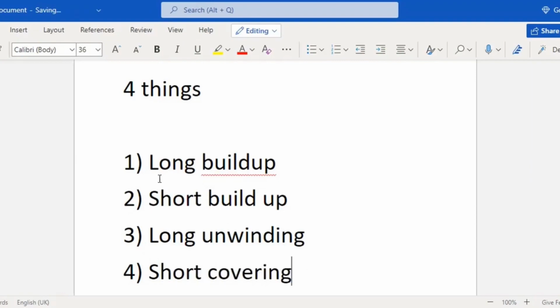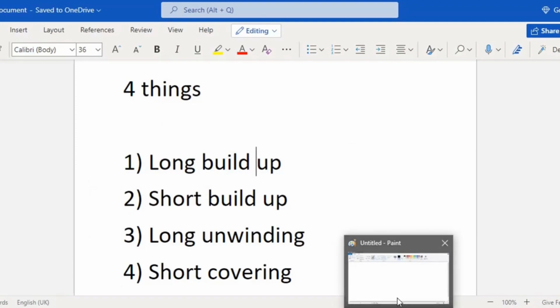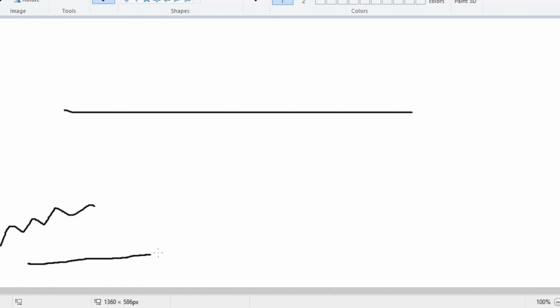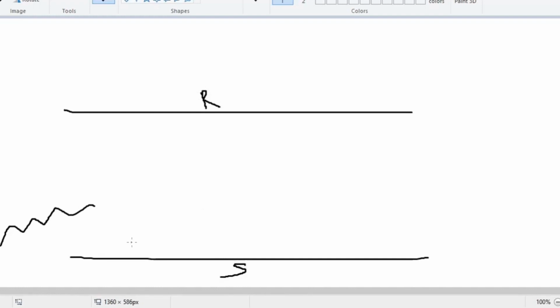So what is all this? Let's understand this first before we go to option chain analysis. To explain all these terms, I will have to go to Paint to explain with a graphical, pictorial representation of how things work. Okay, this is the resistance level for some asset. Now, this is the support level, and this is the resistance. I'll mark resistance level with R and support level with S.